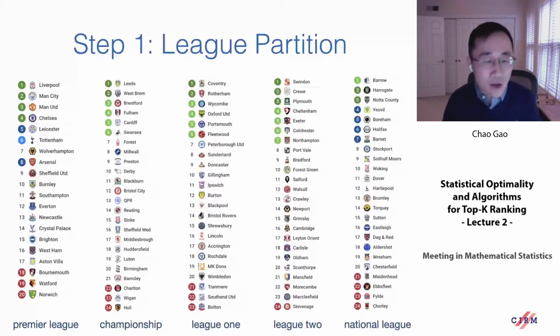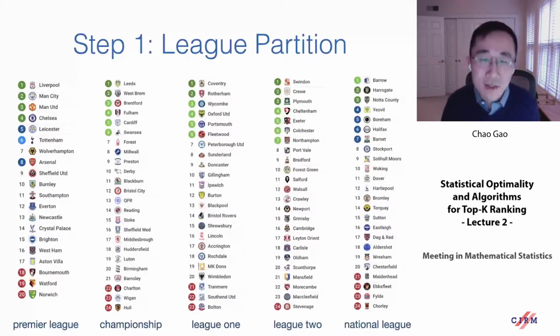If you compare Premier League and League One, it is very safe to say every team in Premier League is stronger than every team in League One, right? And you can also say every team in Championship is stronger than every team in League Two. This should be true, right? Otherwise, it's not a good league partition. Basically, these are the properties that we want in designing the league partition algorithm.